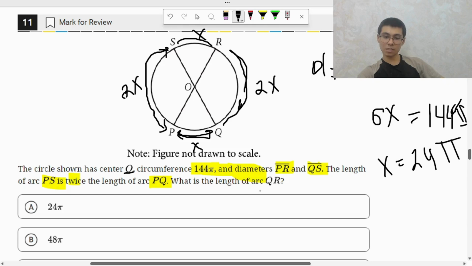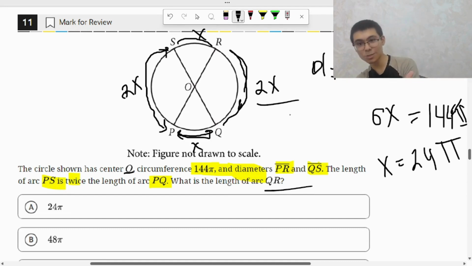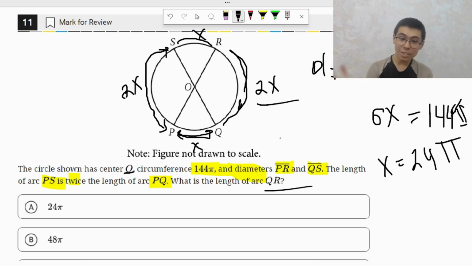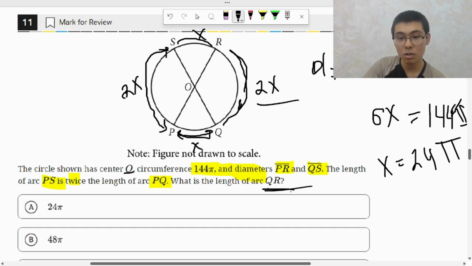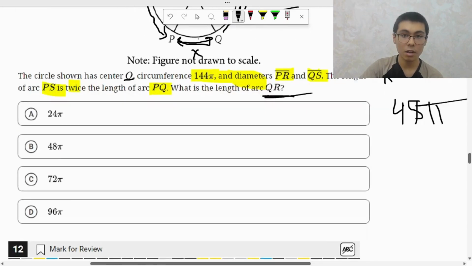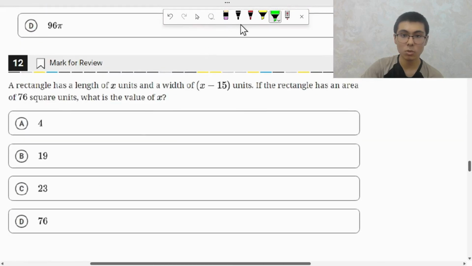So what's the length of arc QR? QR is 2x, right? The mistake that a lot of students make in this question is they think they found the answer and just choose A. But don't, because you gotta pay attention to the question. The question is asking about QR, which is 2x. So you gotta multiply that by 2. So you get 48 pi, and the correct answer here is B. So let's move on to the next question.